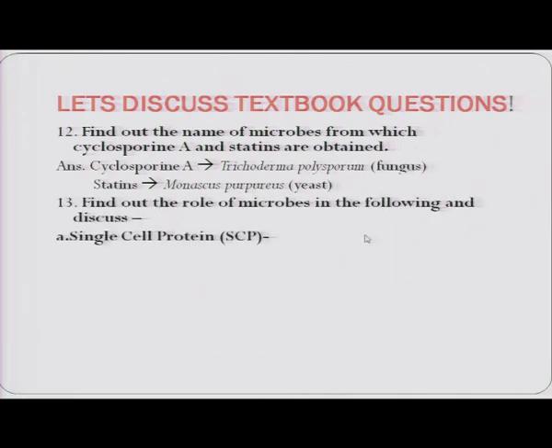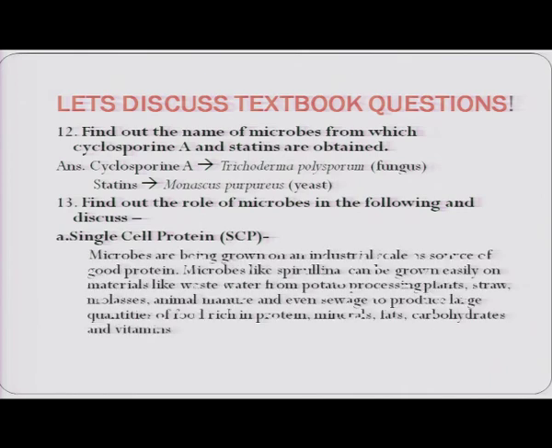Find out the role of microbes in the following and discuss single cell protein. So, single cell protein, actually this refers to the unicellular organisms which can be cultured on a large scale for the production of proteinaceous food. An example of this microbe is spirulina. It can be grown easily on materials like wastewater from potato processing plants, straw, molasses, animal manure and even sewage to produce large quantities of food which is rich in proteins, minerals, fats, carbohydrates and vitamins.